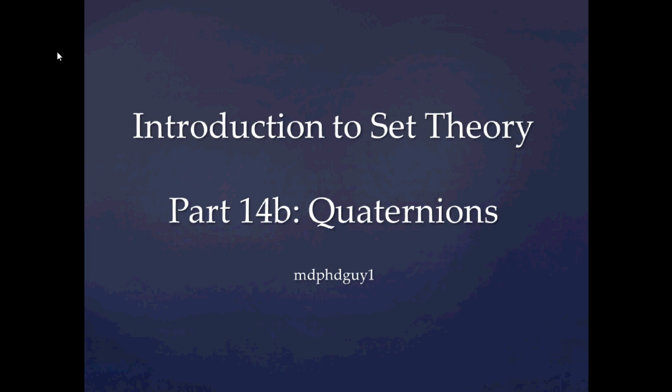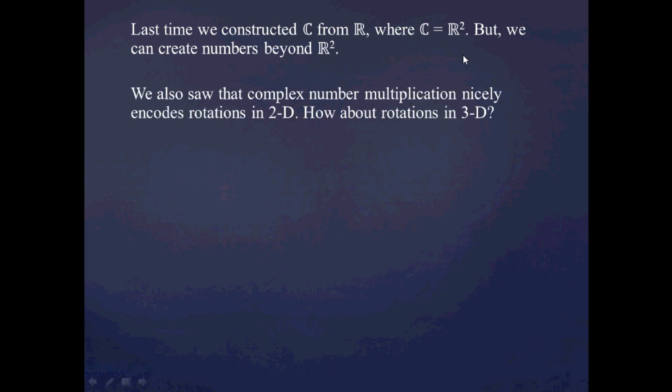In this supplementary video, I'd like to continue our discussion of number systems by introducing you guys to a very cool four-dimensional number system called the Quaternions. As a review of what we did last time, we constructed the set of complex numbers from the set of real numbers simply by taking ordered pairs of real numbers and then setting up addition and multiplication operations. And what we discovered when we examined complex number multiplication is that this operation very nicely encodes rotations in 2 dimensions.